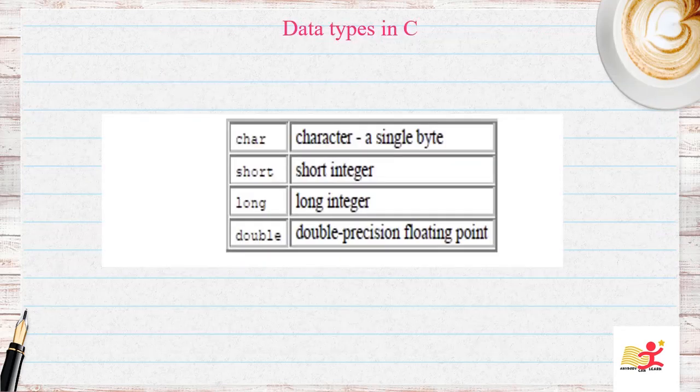Apart from int and float, there are other data types in C. They are char or character, a single byte, short, which is a short integer, long for long integer, and double for double precision floating point. Apart from this, C has %x for hexadecimal, %o for octal, and %b for binary.